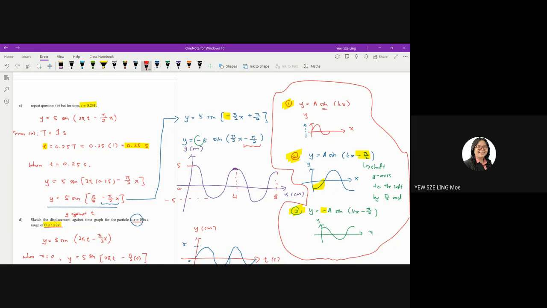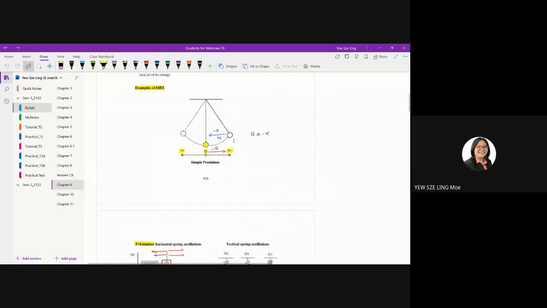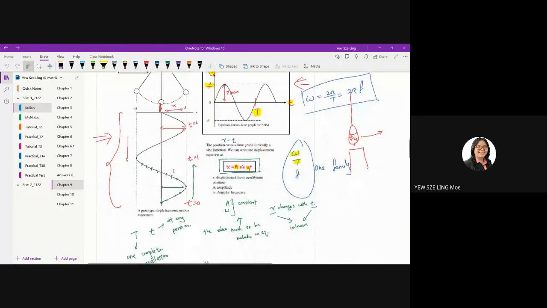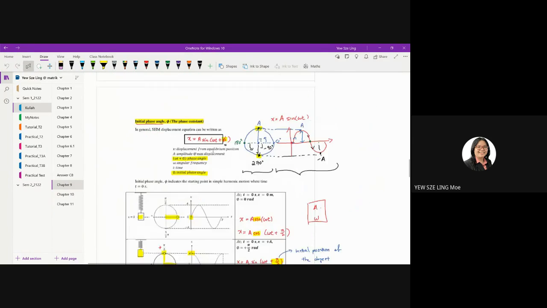If you remember simple harmonic motion, I'll try to show you. Let's show chapter 9, I think. Yeah, this part. If you look at the graph, if our object is at its origin, then it starts from 0. If you start from a positive, then it will be plus pi over 2. If you start from a negative, then you start from the bottom. That's why you shift the graph, that's why you shift the y-axis.